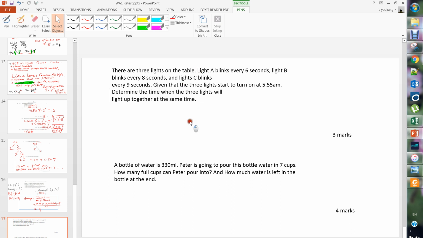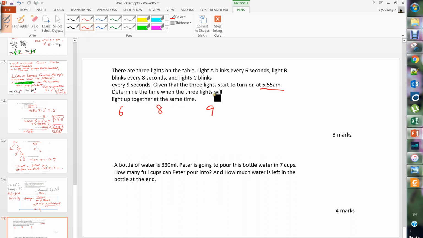Okay, last but not least, let's look at this question together. It says there are 3 lights on the table. Okay, and then light A blinks every 6 seconds. So every 6 seconds. Then light B blinks every 8 seconds. Okay, and then light C blinks every 9 seconds. And given that the 3 lights start to turn on at this 5:55 a.m. and determine the time when the 3 lights will light up together at the same time.